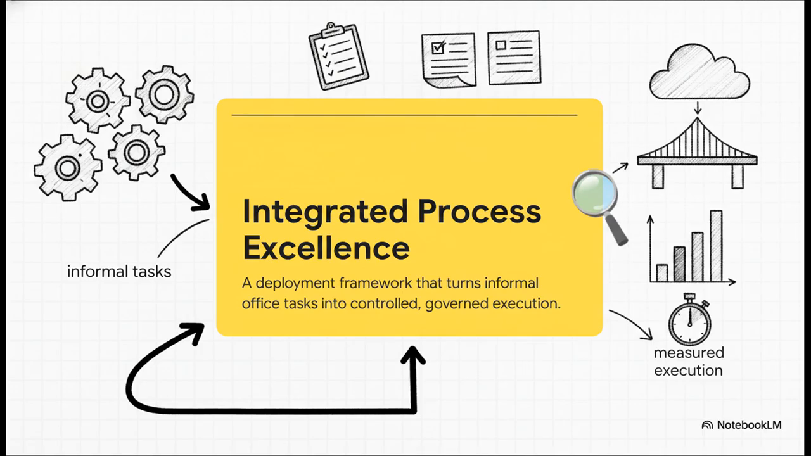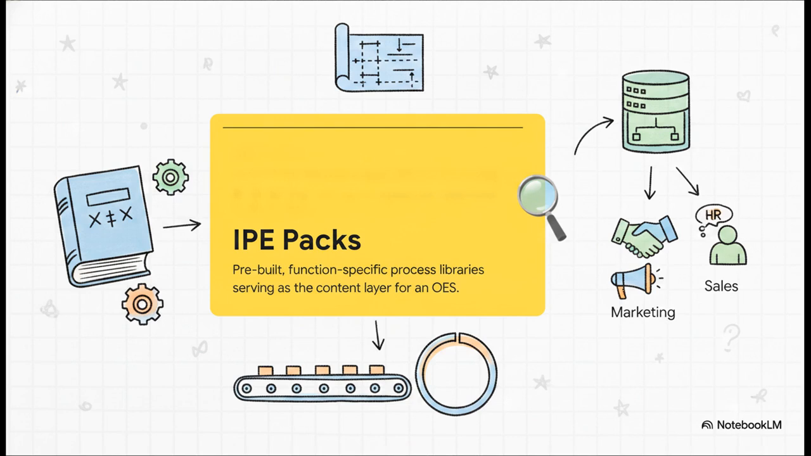Integrated Process Excellence, or IPE, is the specific deployment framework designed by CareShade. Its whole purpose is to bridge that fatal gap between just having a process documented on some dusty wiki page somewhere and actually deploying it into reality. It takes those loose, informal office tasks and turns them into controlled, measured, and governed execution. The best part? You absolutely don't have to start from a blank page.